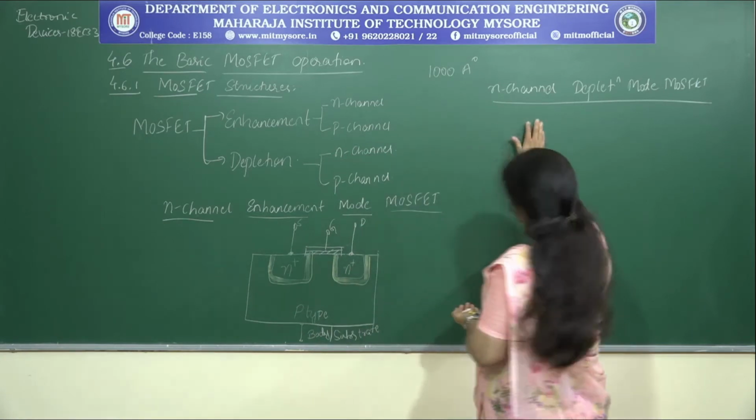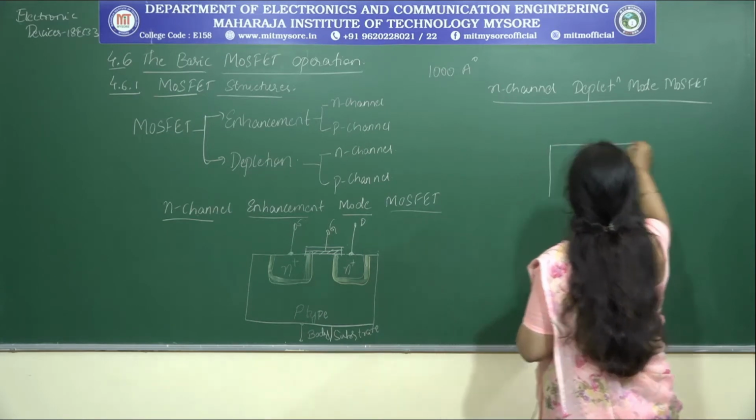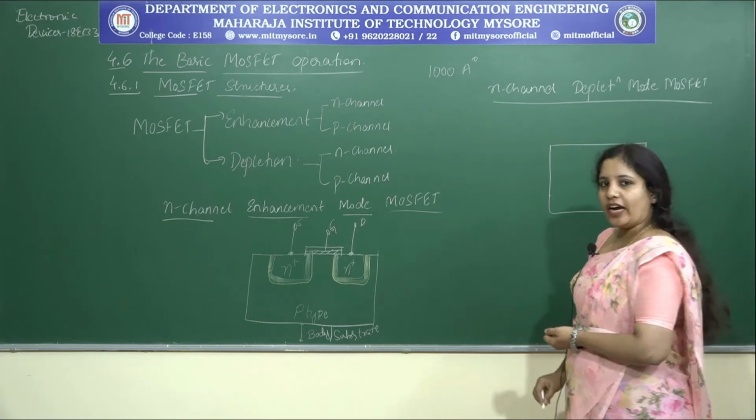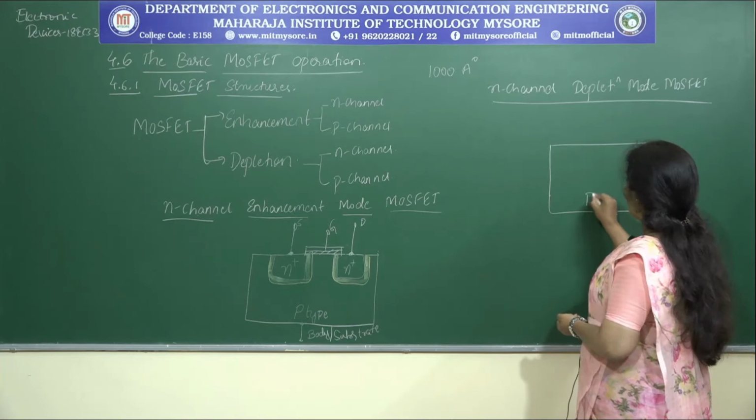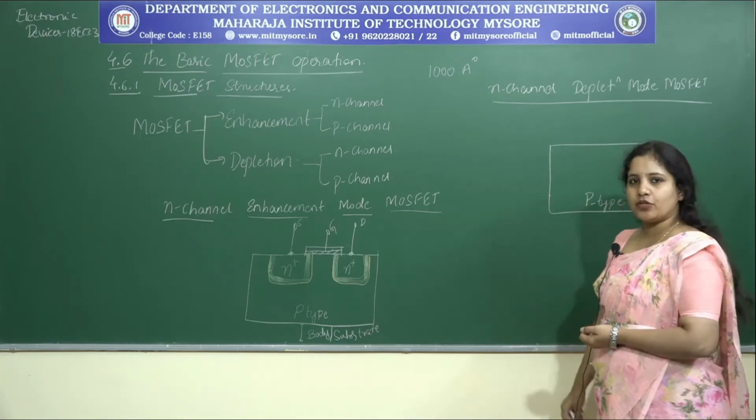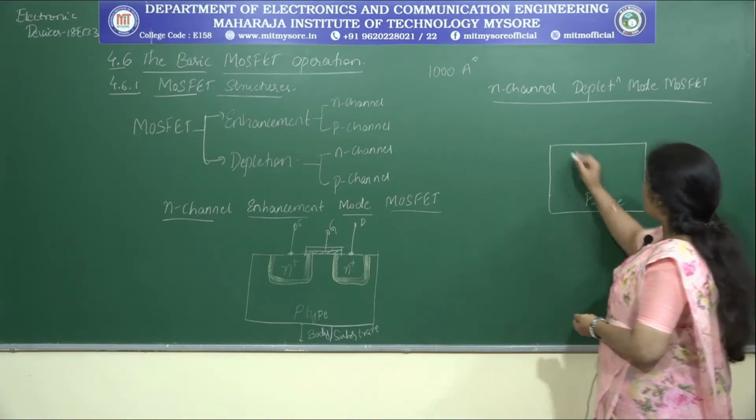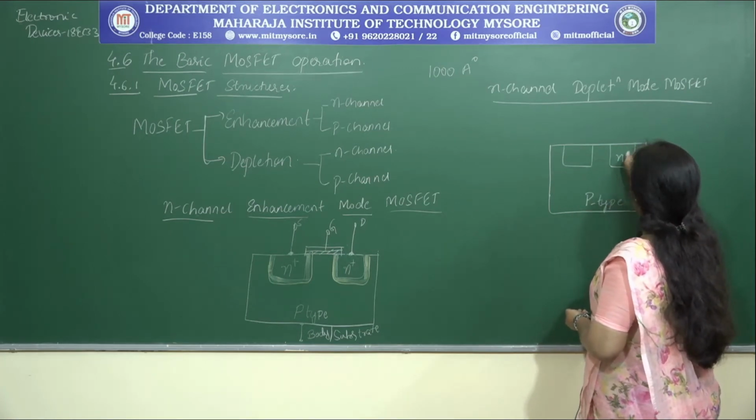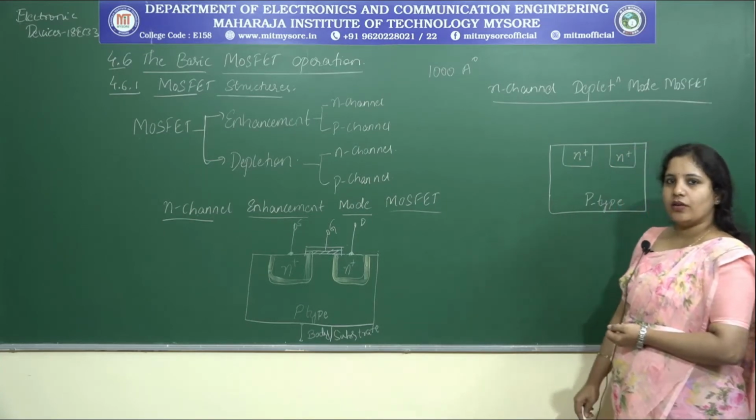Now let me continue with the depletion mode MOSFET. What all do we have in the depletion mode MOSFET? We have a substrate. What kind of substrate do I have to consider? Since it is an N channel, I have to consider the opposite type of substrate, which is a P type substrate. Done? Now once I am done with the P type substrate, what do I have to consider? It is the two wells that I have to form. What are these two wells? They are made up of N plus regions.